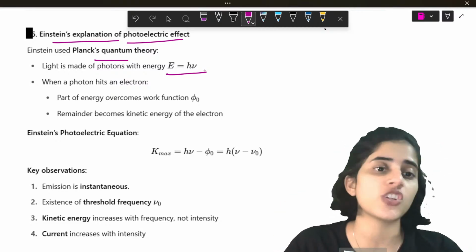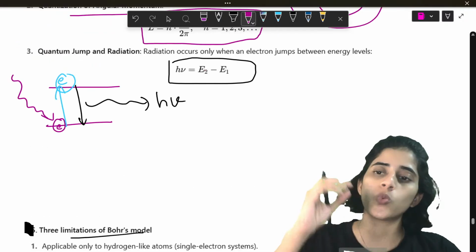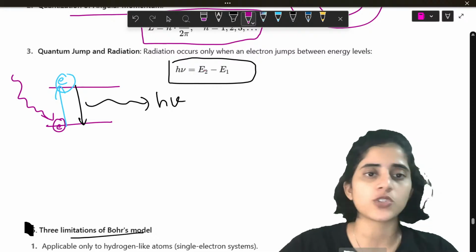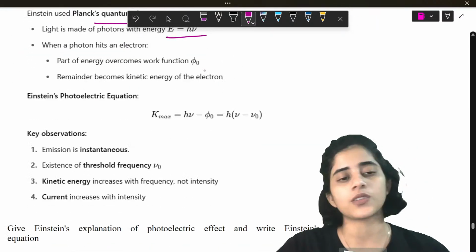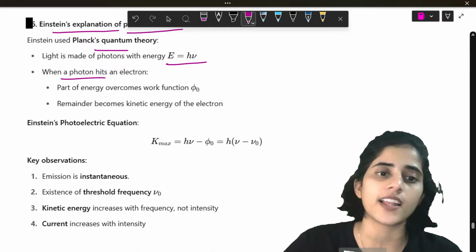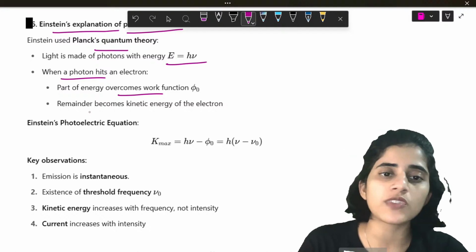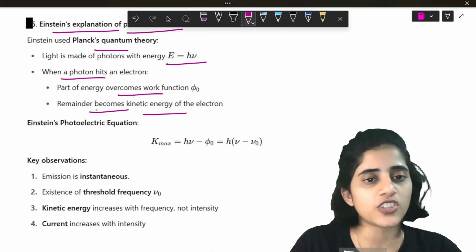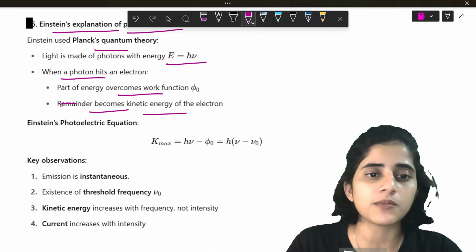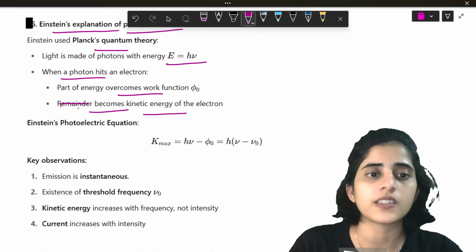Now, when a photon goes and hits an electron, just like I showed you here, the violet color ray is a photon. It's going and hitting an electron. So when a photon hits an electron, what happens? Part of the energy overcomes the work function. The remainder becomes kinetic energy of the electron.